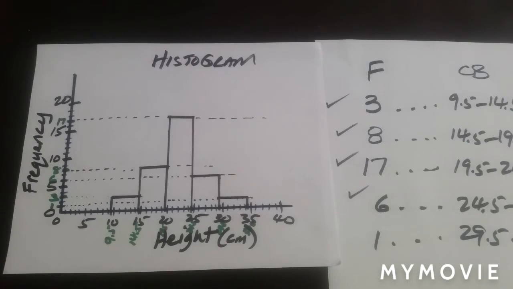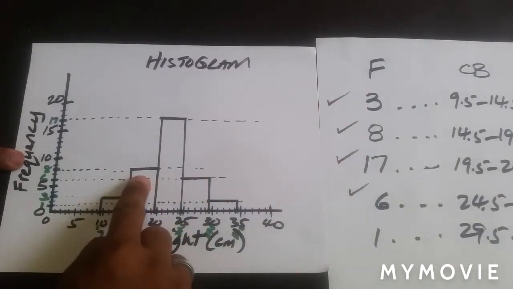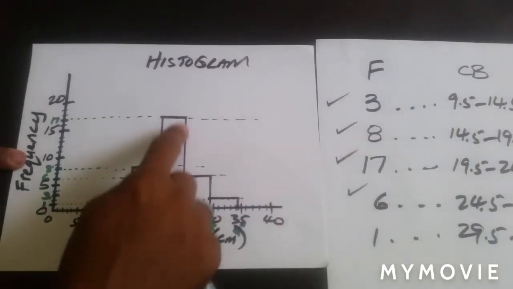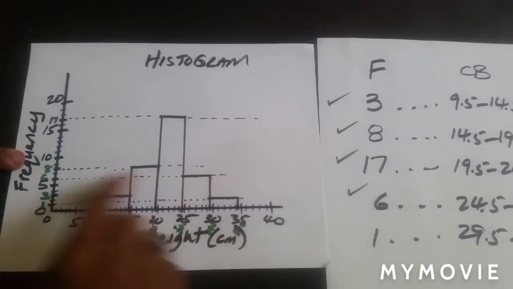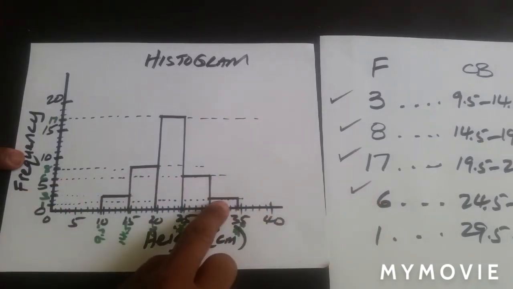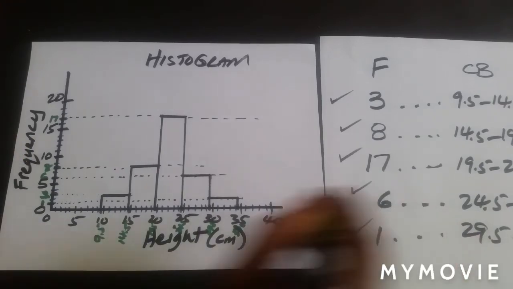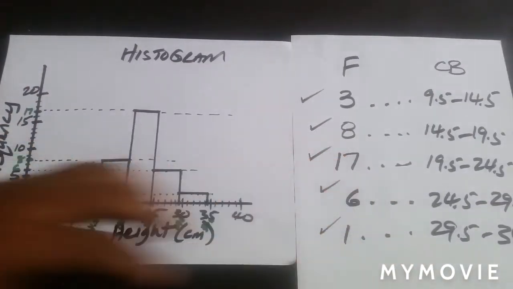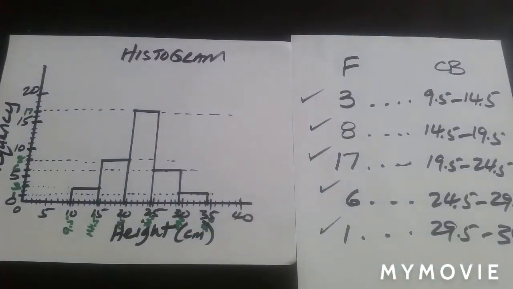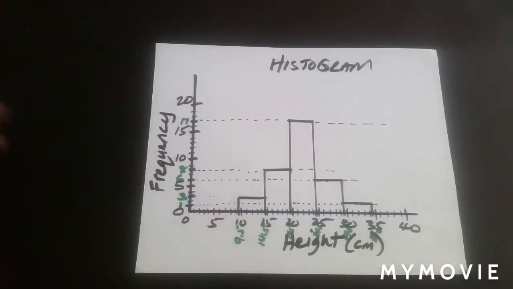So the height of each bar would represent the frequency. So this would have a height of 3, this bar would have a height of 8, this bar would have a height of 17, this bar here would have a height of 6, and this bar here would have a height of 1. So we've now successfully made a sketch of the histogram for the data that was given in the table. So just going to take this out of the way now so we can focus on that.